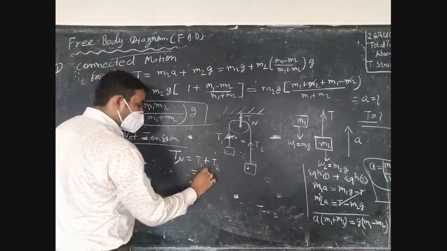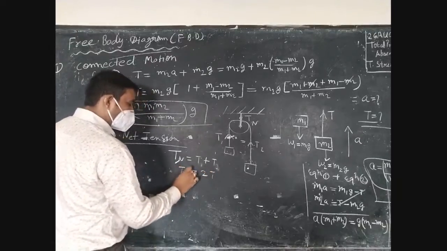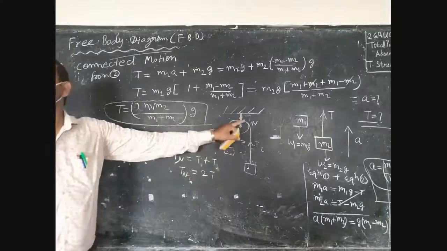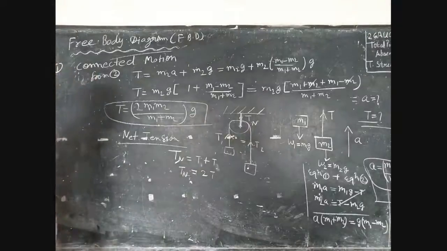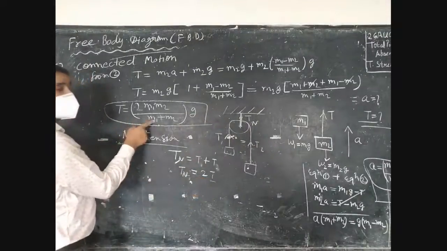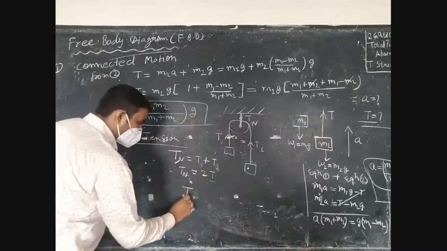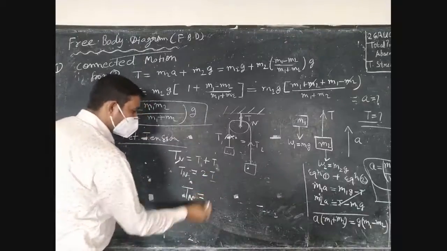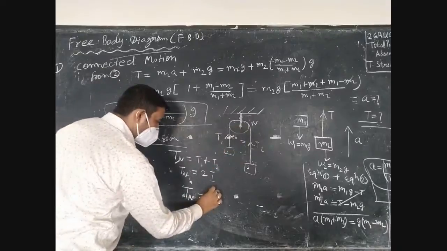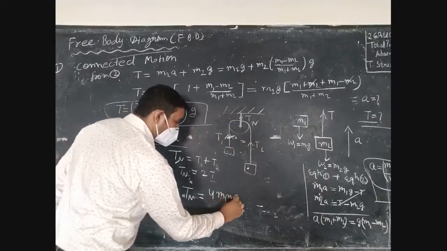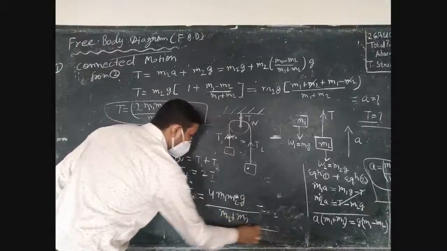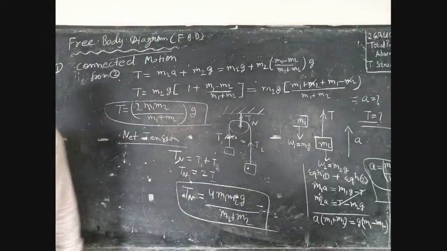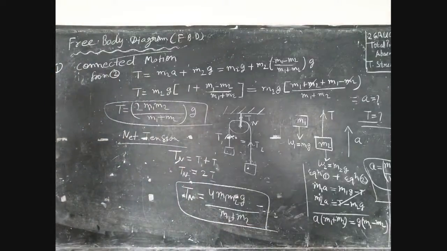This will be how much? So the answer is 2T. This is the total tension appearing in the string which is used for holding this pulley. Okay? Now, how much is T? So the answer is T is this. Use this value. So the net tension in the pulley with the string is 4 M1 M2 G upon M1 plus M2 when the mass of the pulley is negligible. ठीक है, note it.